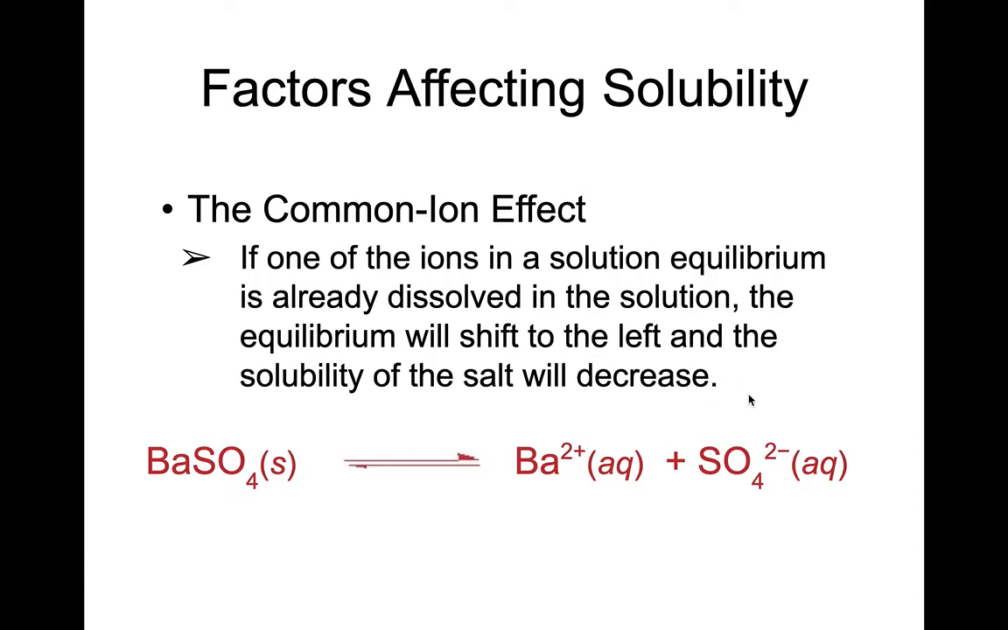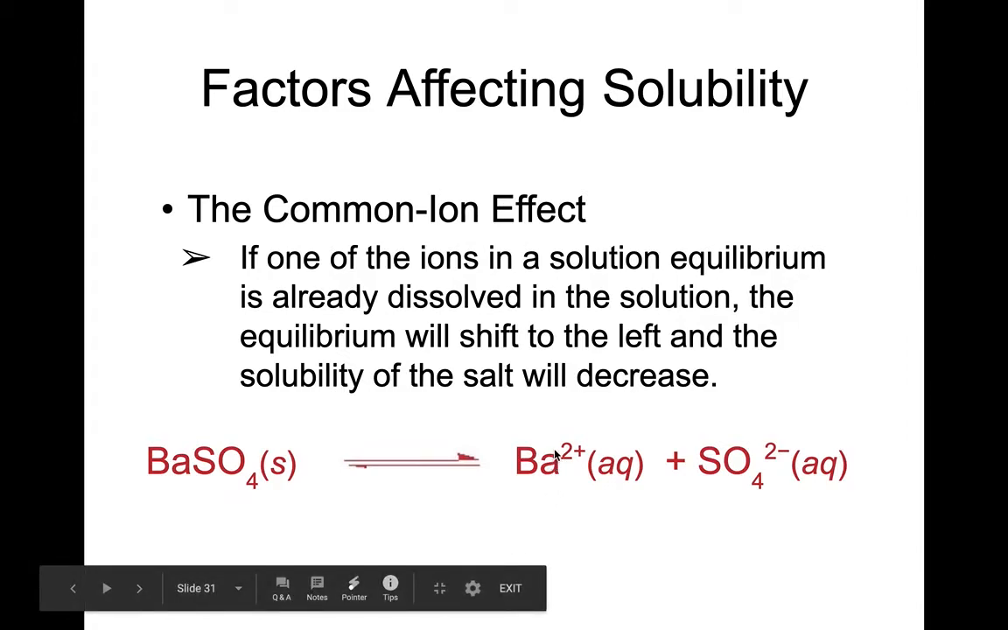If we were trying to dissolve barium sulfate in water, we'd get a certain ratio here based on the solubility product constant that would be in equilibrium. But if we were trying to dissolve it in a solution that already had sulfate, our equilibrium would shift towards the reactants. We would dissolve less of this overall because there was already some of this ion in solution.